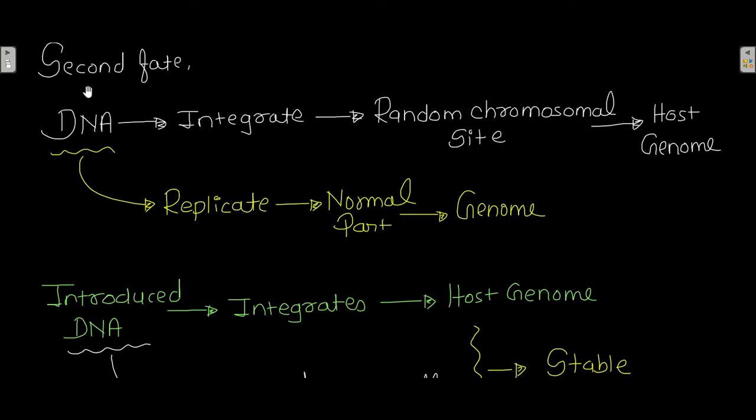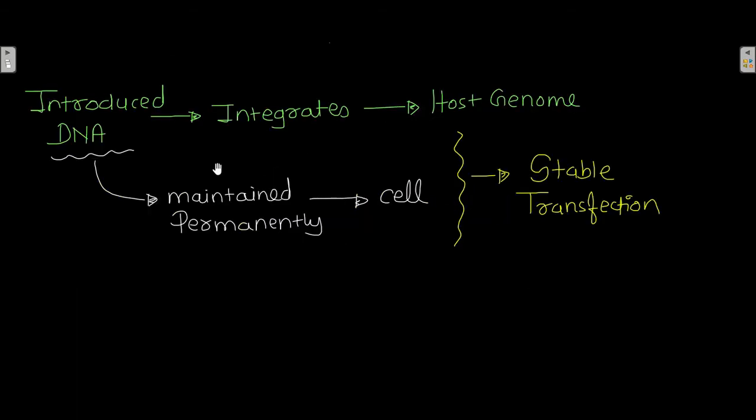Now, in the second fate, the DNA integrates at a random chromosomal site on the host genome, and it replicates as a normal part of the genome. In the second fate, the DNA integrates with the chromosome of the host genome, and after integration, that DNA replicates as the normal chromosome replicates. If the introduced DNA integrates into the host genome and is maintained permanently in the cell, then that kind of transfection is known as stable transfection.